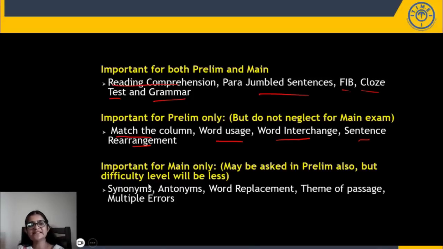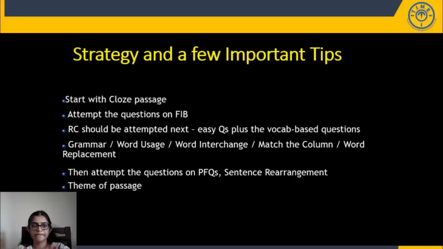Now, the questions that have been appearing for mains alone, we mentioned this earlier. Synonyms and antonyms, word replacement, theme-based question, and error identification, error spotting with multiple errors. Even if these patterns appear in the prelims exams, you can expect a lower difficulty level. Okay. Now, how do you prepare? The first thing is, dear students, take a deep breath and relax. Many students feel, oh no, we cannot handle English section. See, this is not a test of your English speaking.